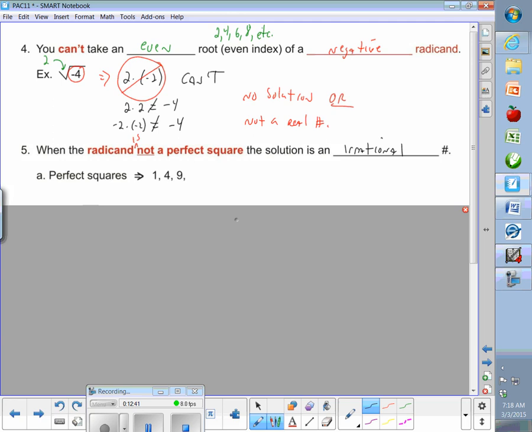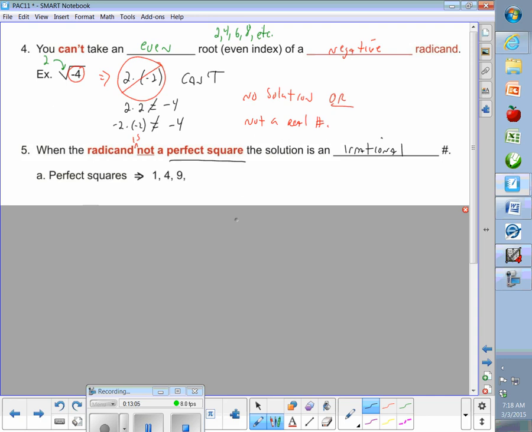An irrational number. And we talked about irrational numbers before. Irrational numbers are numbers that cannot be written as a fraction. I'll review that again in a minute for you. So, radicands that are not a perfect square. Well, let's first off talk about the perfect squares.